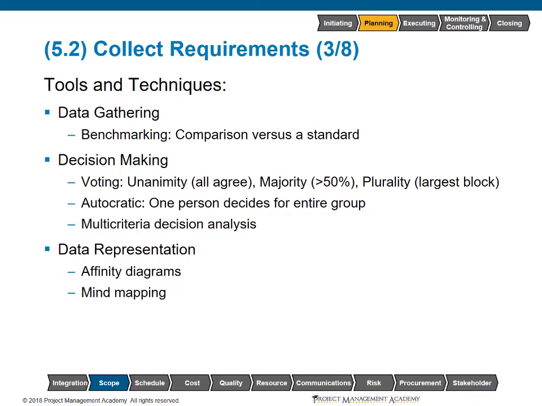In some situations, autocratic decision making may be more appropriate. This is where one person has a level of authority where they can just arbitrarily and unilaterally make that decision for the entire group. Now, it's very important to note that most decisions being made within a project are very multifaceted. So, multi-criteria decision analysis will be very important as we look at the various aspects of any decision that we have to make. With data representation, there are a lot of different ways to represent the information that we are gathering. So affinity diagrams or mind mapping are very powerful tools, especially when assisted with specialized software.